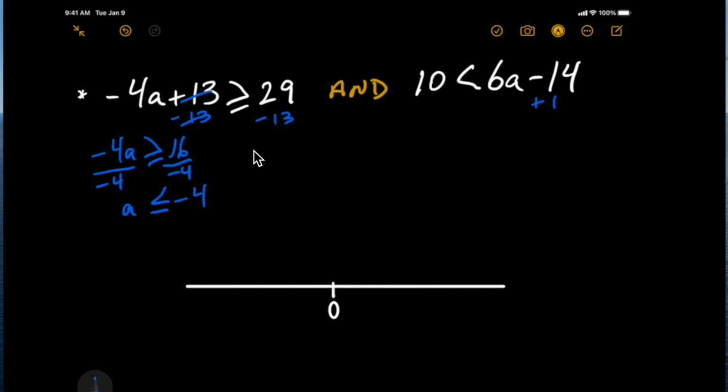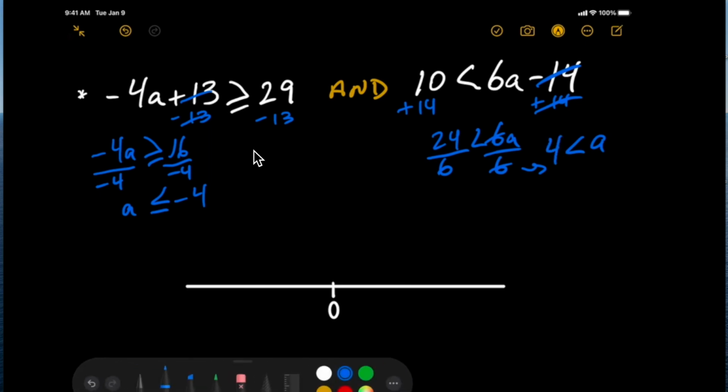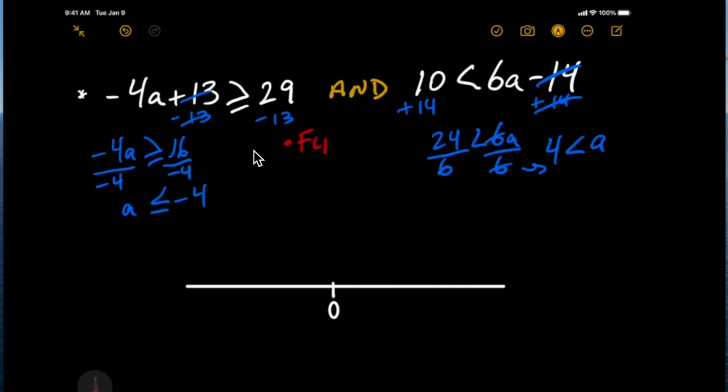Over here, I would add 14. I would get 6a is greater than 24. I would divide by 6, and that would give me a is greater than 4. Okay, so notice, folks, we had a flip. That immediately puts me on guard that we are not necessarily going to have a dumbbell situation. What else do we have? We have a is less than something and a is greater than something. That is what we typically see, so there's nothing unusual about that. But it is this flip that puts us on notice.